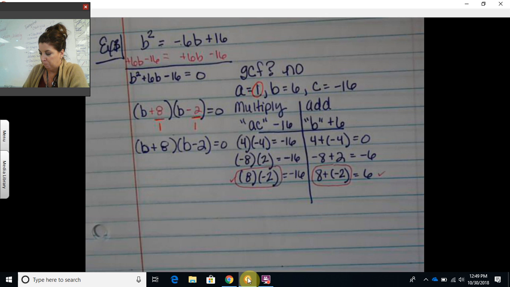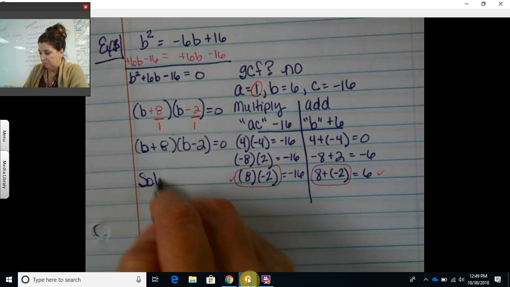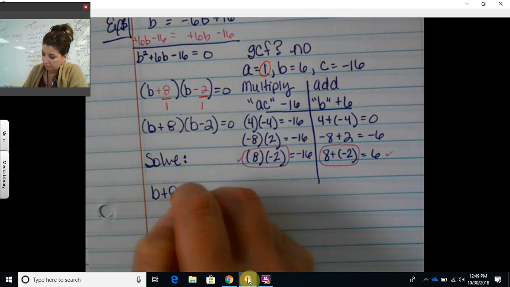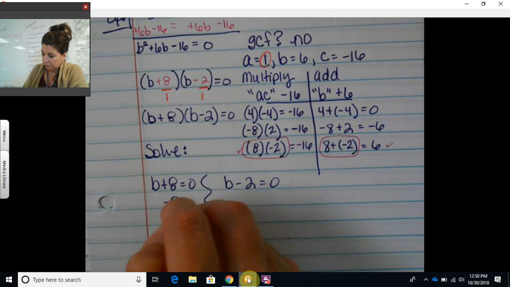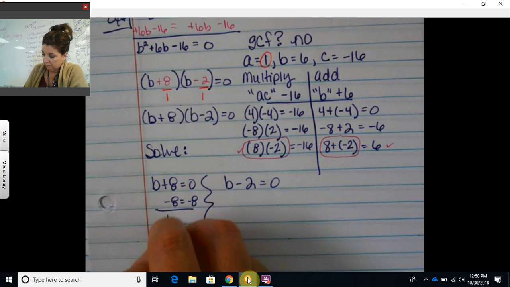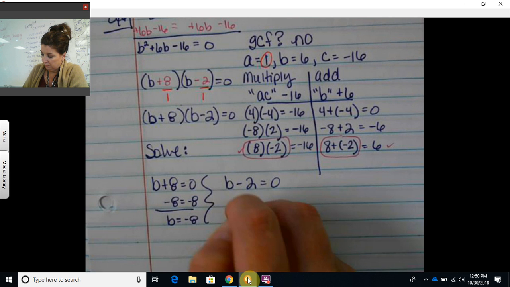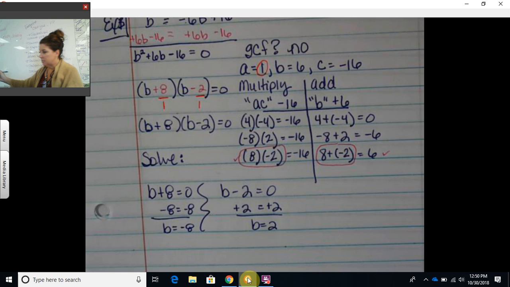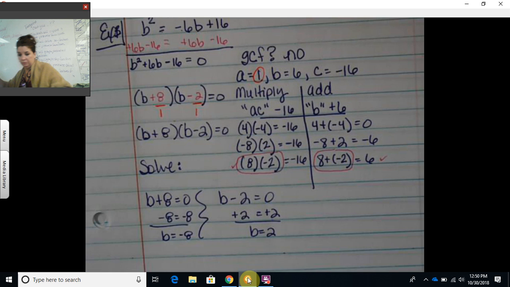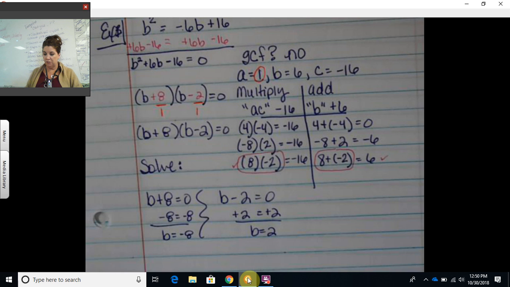So to solve, set each factor equal to 0. And solve for the variable. So my answers are negative 8 and positive 2. And I'm also going to make a little note on the side that the solutions are also called roots and zeros.